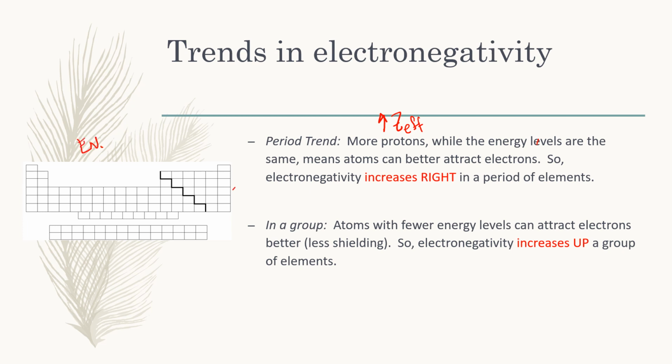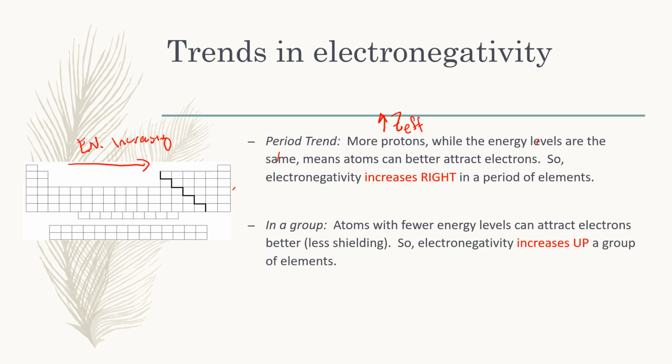So again, if we just label that as EN, and we have it increasing, it's going to increase as we go from left to right, because again, within that row, I'm increasing the protons, I'm increasing the electrons, so the Z effective is going up.